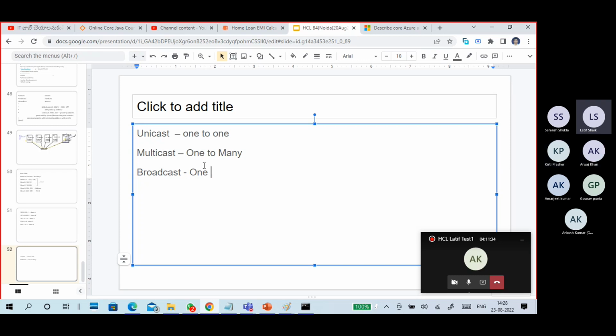Broadcast means one to all. Everyone who is connected receives it, irrespective of what kind of protocol they are in, like a DHCP broadcast or a news channel broadcast. Unicast is one, it's not like that. It depends on the protocol: if the protocol matches on both sides, then it is delivered. Mainly in IPv6, anycast is there.